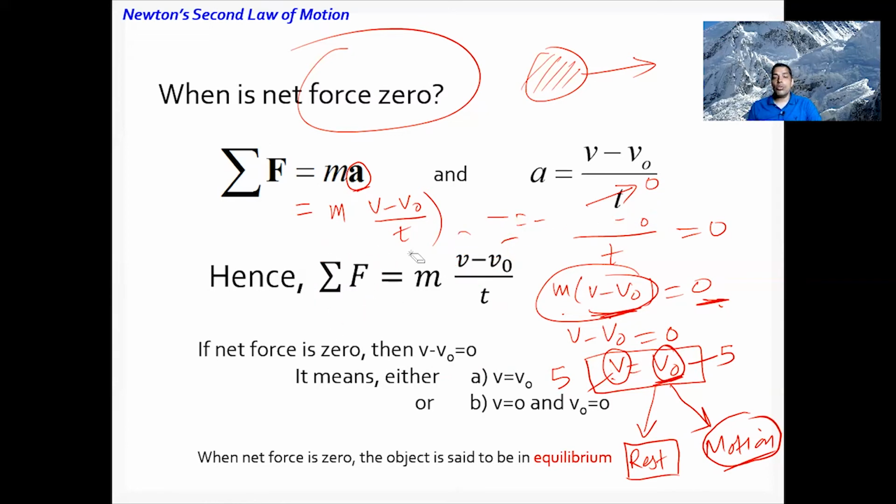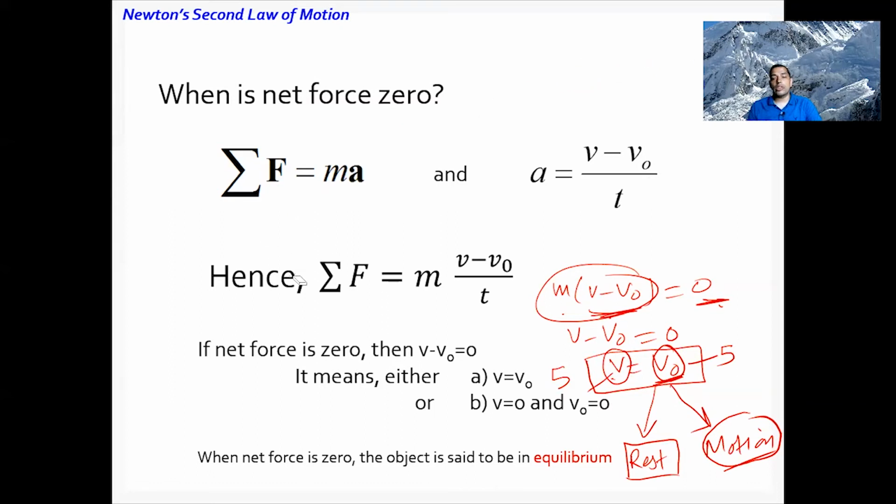Okay, so there are two conditions when the net force is 0. One, when the object is at rest. Two, when the object is moving with constant velocity. Make sense? So those are the two conditions.